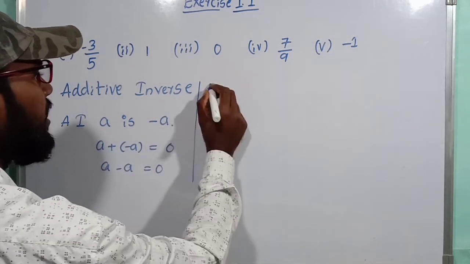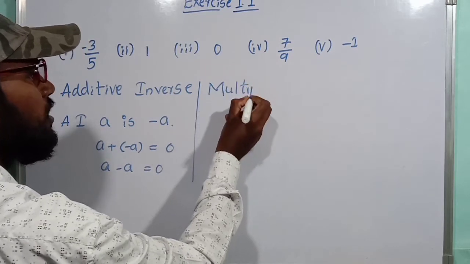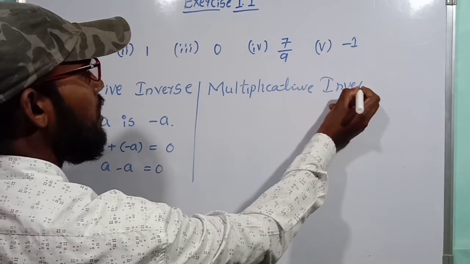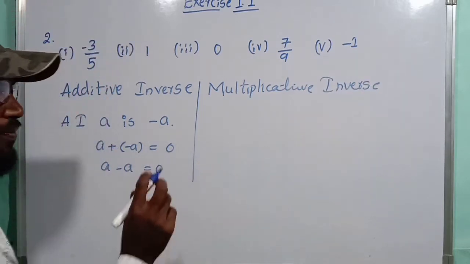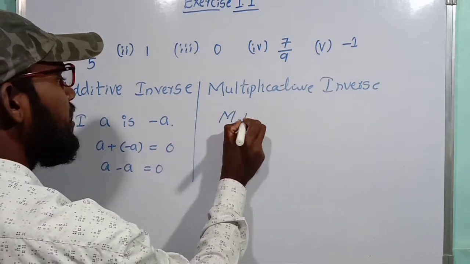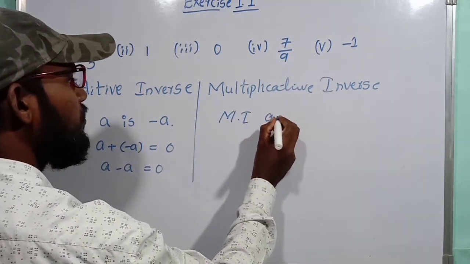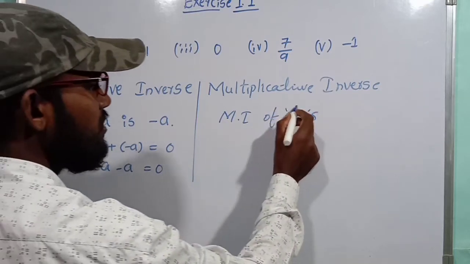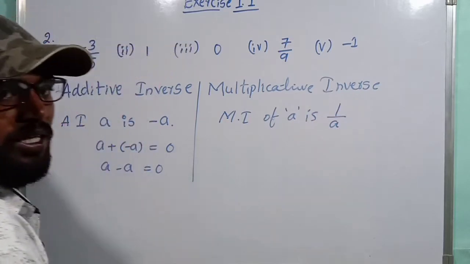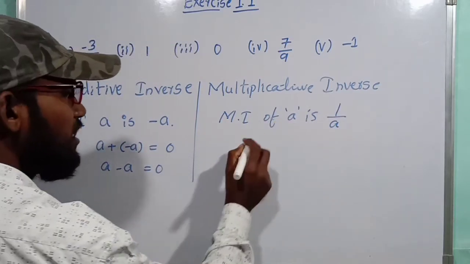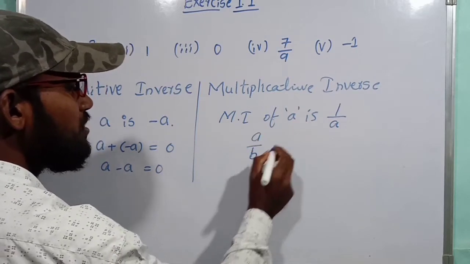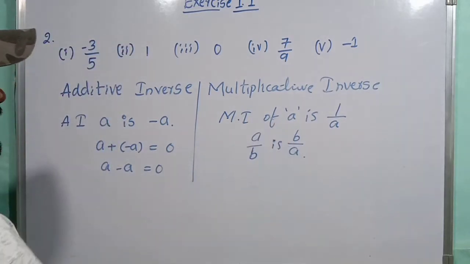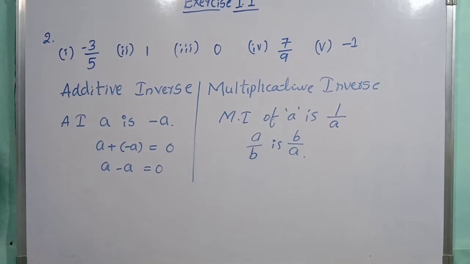Now what is multiplicative inverse? See here, multiplicative inverse. If a is a rational number, multiplicative inverse of a is 1 by a. Here a is a rational number, so if it is in the form of a by b, what is the multiplicative inverse? It is b by a. So everyone clear? Now we are moving to the problems.